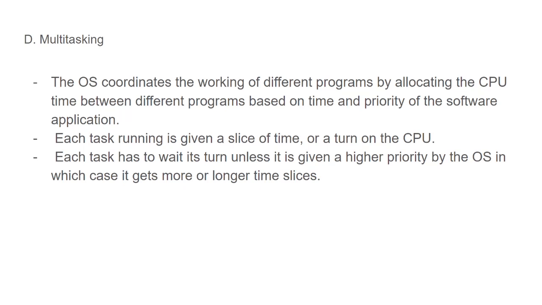So for multitasking, the OS coordinates the working of different programs by allocating CPU time. It bases its decision when to allocate what time based on the time and priority of the software application. Suppose I close one application, open another application. The application which I opened now will be given a higher priority by the operating system because I'm using it now. And the one I just closed, its priority will be lessened.